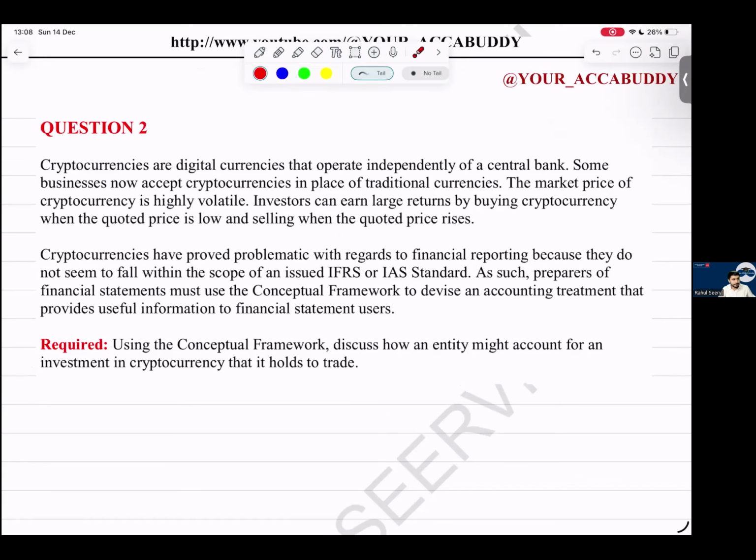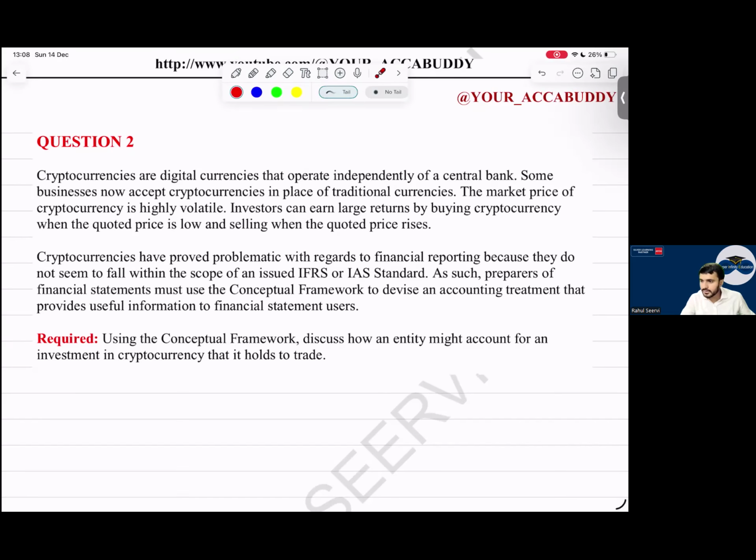Cryptocurrencies are digital currencies that operate independently of a central bank. Some businesses now accept cryptocurrencies in place of traditional currencies. The market price of cryptocurrency is highly volatile. Investors can earn large returns by buying cryptocurrency when the quoted price is low and selling when the quoted price rises. Cryptocurrencies have proved problematic with regard to financial reporting because they do not seem to fall within the scope of an issued IFRS or IAS standard. As such, preparers of financial statements must use the conceptual framework to devise an accounting treatment that provides useful information to financial statement users.